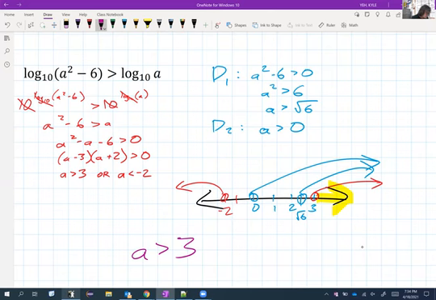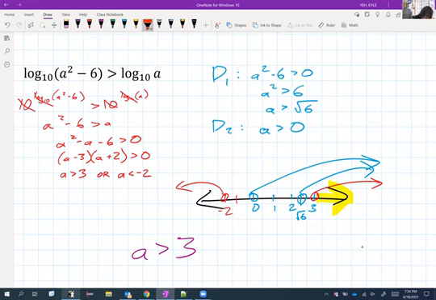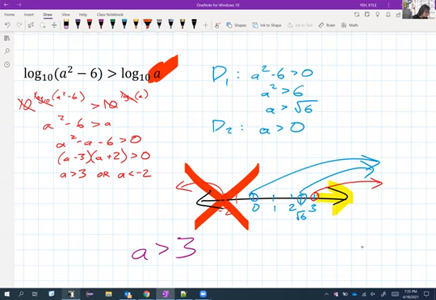We can see, I'm going to change colors on my highlighter. None of this will work where I just X'd out to the left of 0 because it doesn't work with this domain. Remember, the domain is the only place where this exists. We can't plug negative numbers directly into a log. We saw that earlier. So we know that none of that works. What about if I tried to plug like 2 in? 2 squared minus 6, it would break that. So I can't do anything less than 2.